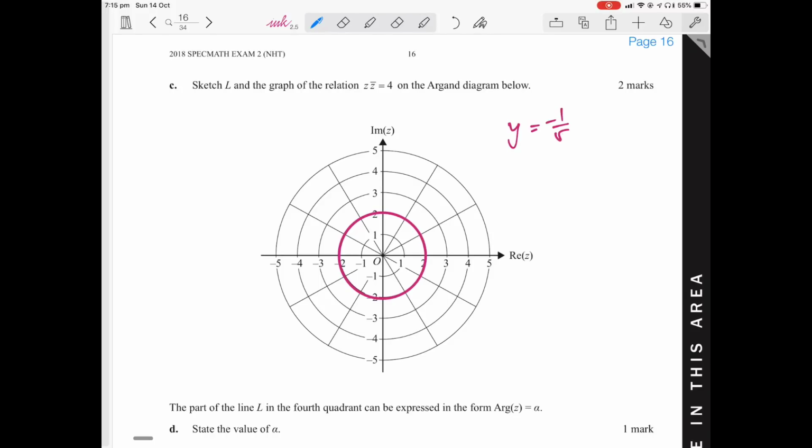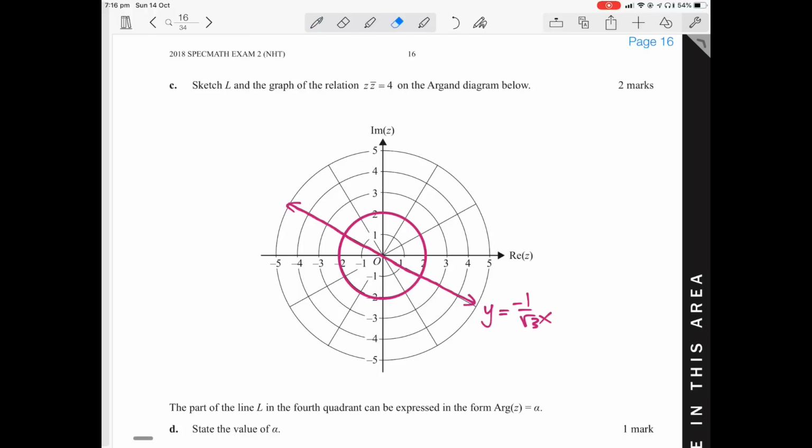Y equals negative 1 on root 3 x. So as I said, tan theta is negative 1 on root 3. 1, 2, root 3. So it's got to be that. So it's pi on 6. So that's that line there, which is y equals negative 1 on root 3 x.